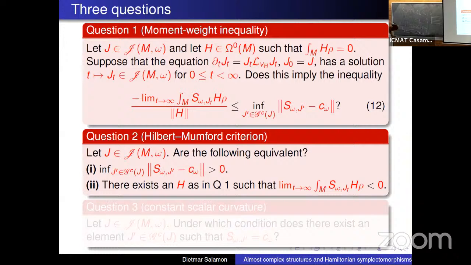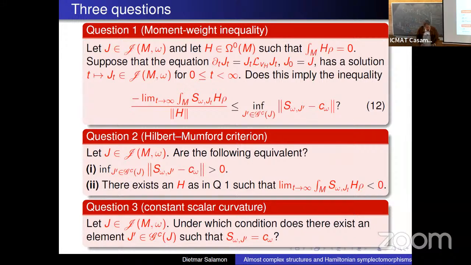And then the next question might be if the Hilbert-Mumford criterion also carries over in this situation, namely, the infimum is positive if and only if this limit here, which is the analog of the Futaki invariant in this infinite dimensional, non-integrable case, is negative for some h. And the third question would be the same question as in the integrable case: under which condition can one find an element J prime in the complexified group orbit that has constant scalar curvature?